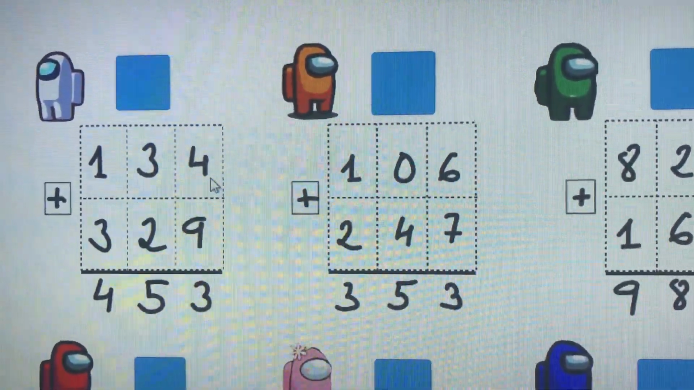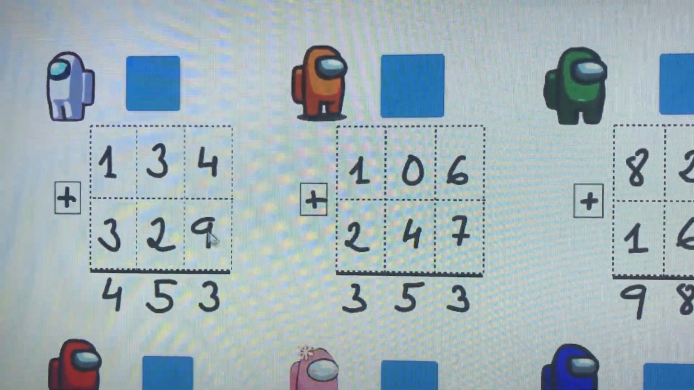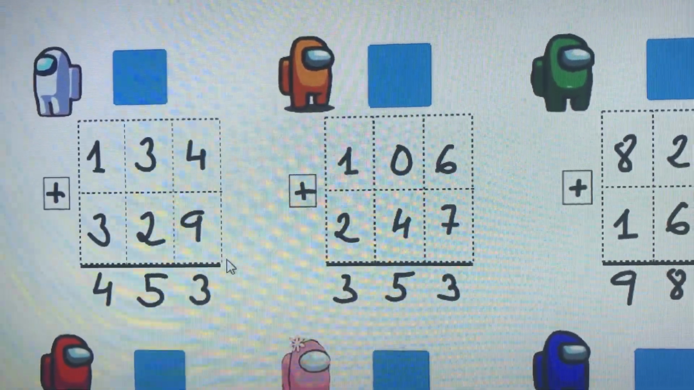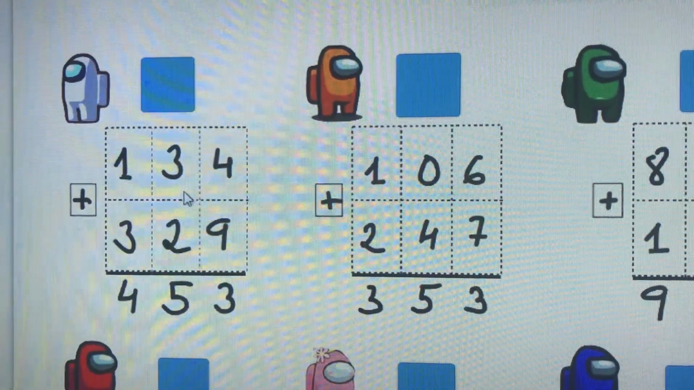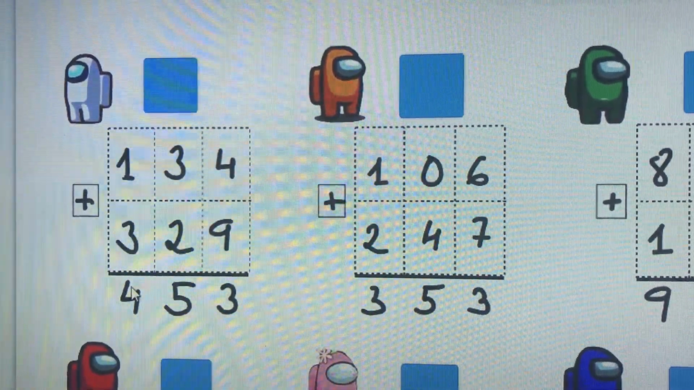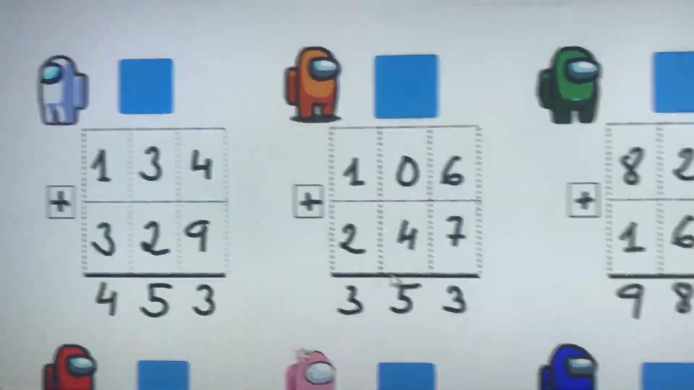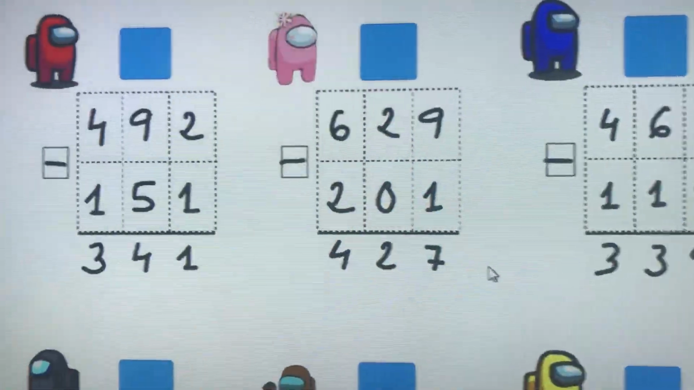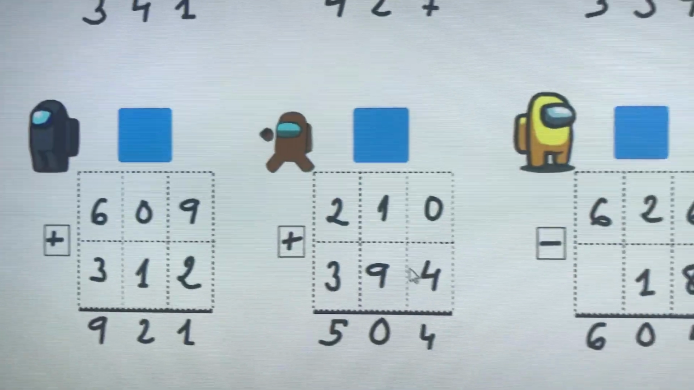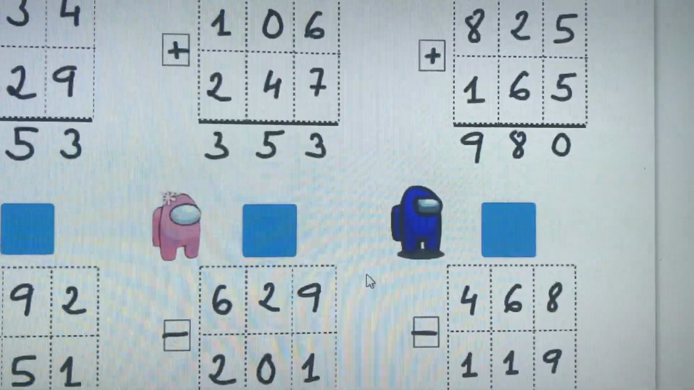Let's say like 4 plus 9 equals 13. Okay, very good. 3 plus 2, 5. And 1 plus 3, 4. All right, let's say. So you have to look for the imposter over here. All right, you have to choose the right one.